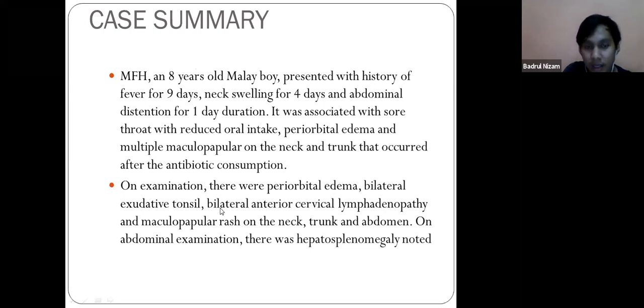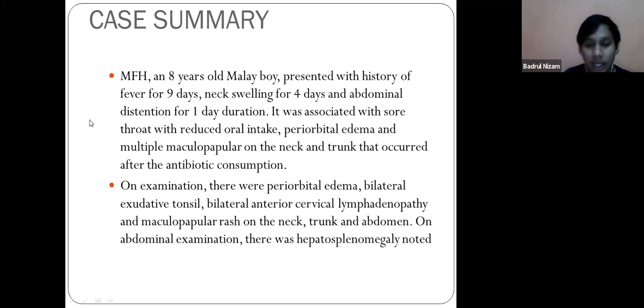also on the chest. For the case summary of the patient, this is an 8-year-old Malay boy, presented with history of fever for 9 days, neck swelling for 4 days, and abdominal distension for 1 day prior to admission. It was associated with sore throat, with reduced oral intake, periorbital edema, and multiple maculopapular rash on the neck and also the trunk that occurred after antibiotic consumption.